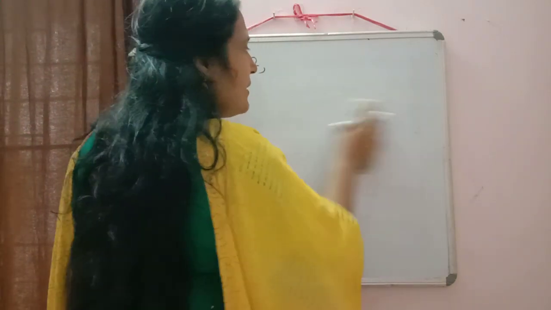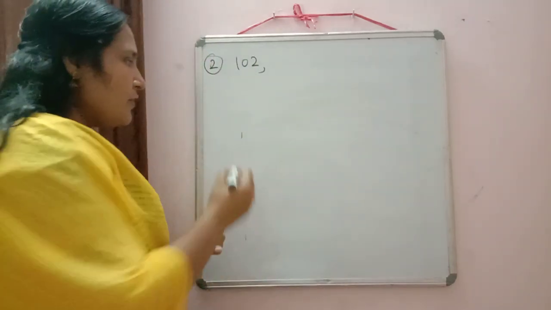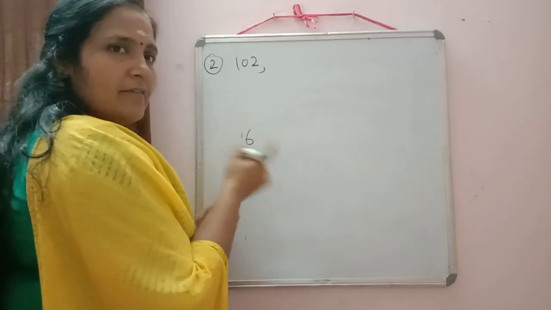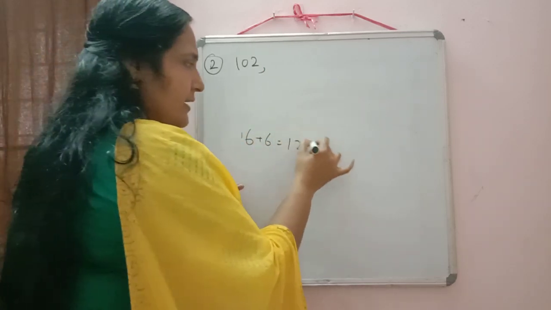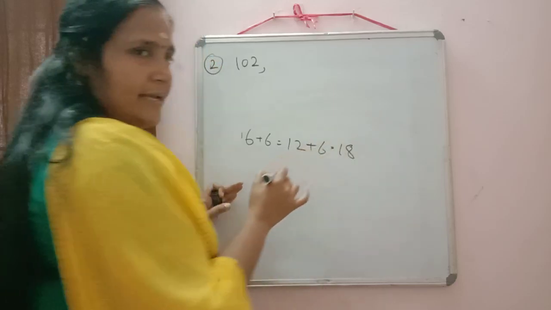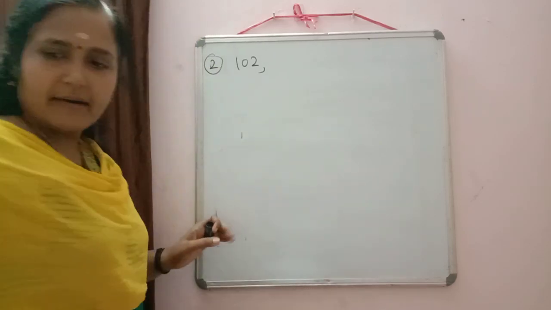To get the next number, what we have to do? That is divisible by 6. So normally how are we writing the multiplication table of 6? 6. Then next will be 6 plus 6, 12. Then again 12 plus 6, 18. So in the same way, we will write the next term here, 102.